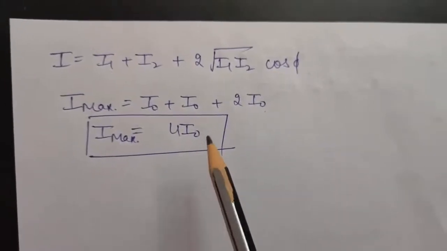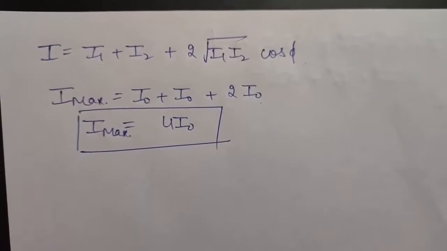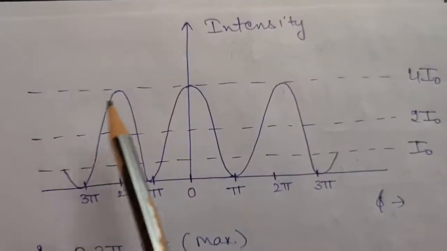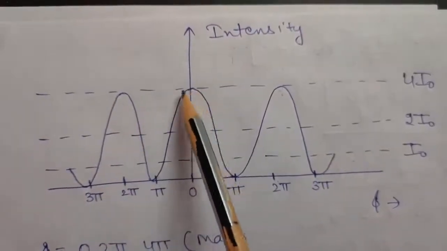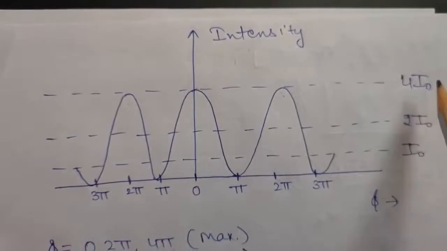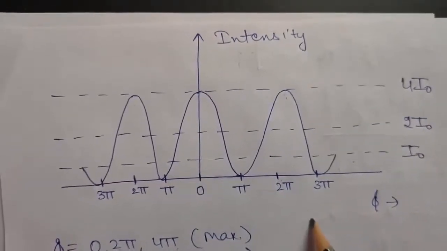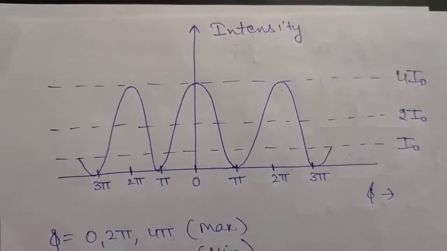This means that the maximum intensity in the interference pattern is equal to 4I0. And as you can see clearly here in the graph, this is the point of maximum intensity. So this point will be nothing but 4I0, that is the maximum intensity in the interference pattern. Okay, so I hope students, this graph is clear to you.